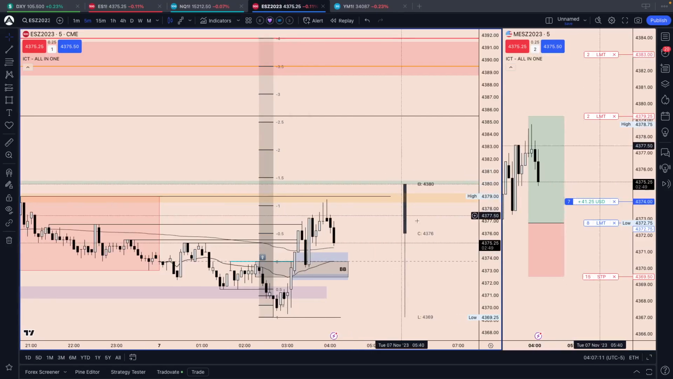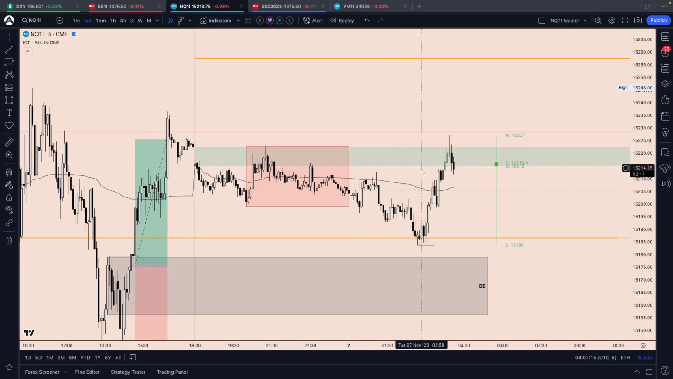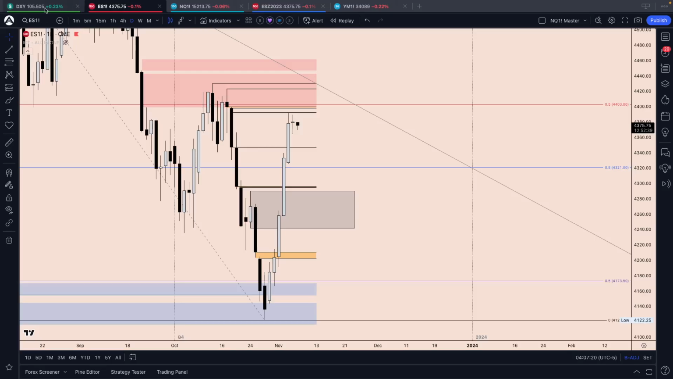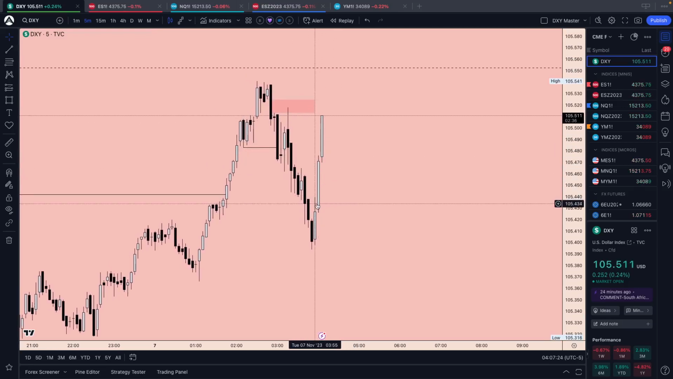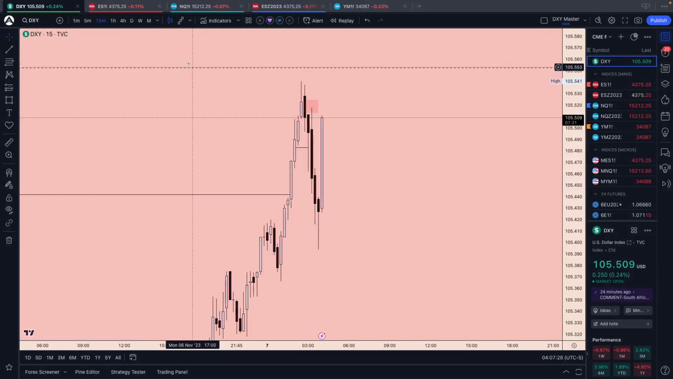And let it rock. We didn't hit the Asia high yet. Pulling back to the VWAP. NQ did hit the Asia high. YM also didn't. The DXY is pushing up strong. Gotta admit, very strong actually. 15 minute time frame, had a decent pullback.